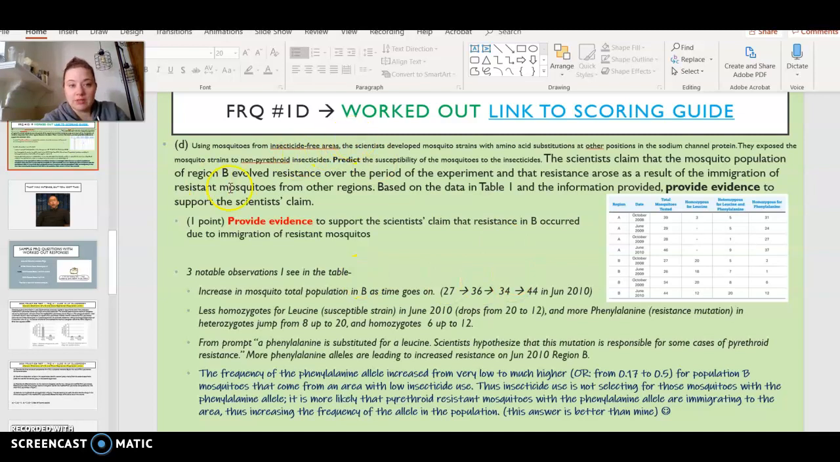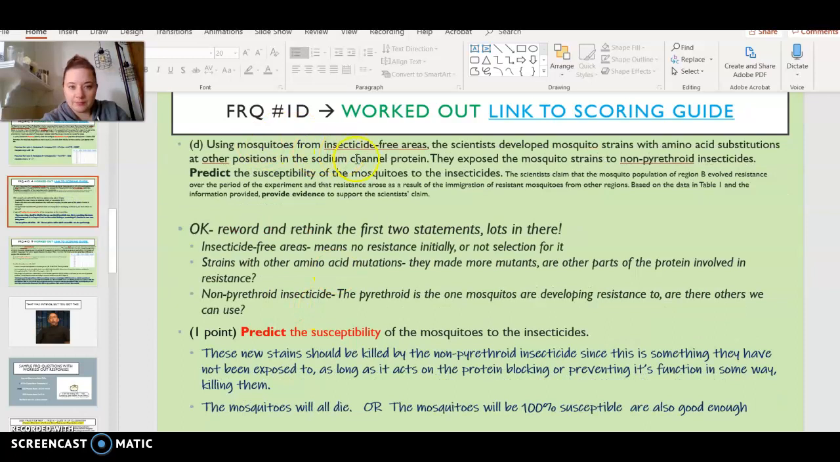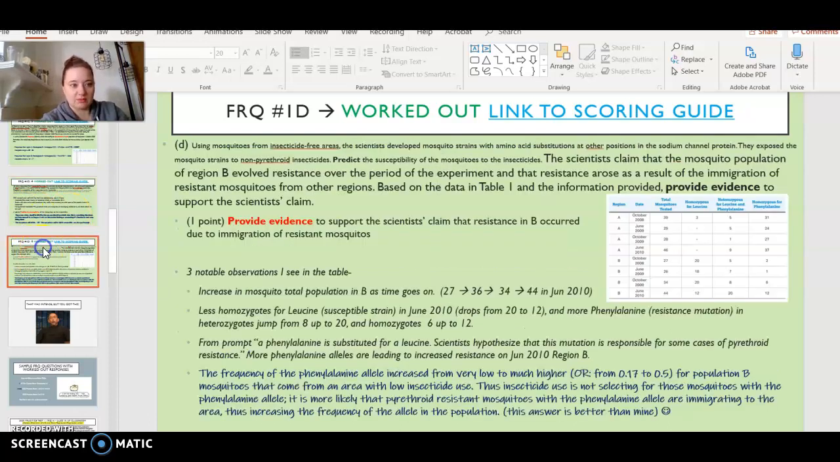So 1D, we're talking about mosquitoes with resistance to an insecticide. The first part we already just covered, go back. Predict the susceptibility of the mosquitoes to the insecticides. So it's the new ones that the scientists came up with. My brain's not working. That's okay.